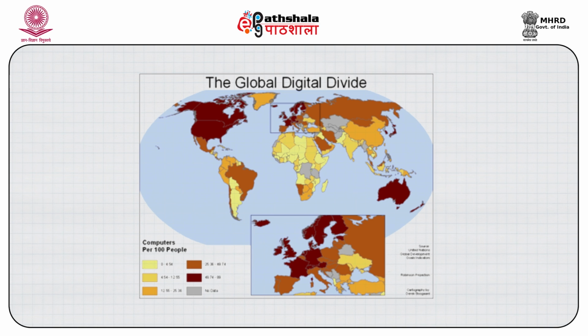Look at the area of North America, comprising the United States of America and Canada, and then look at the area of Western Europe. These areas are marked by the darkest color, and therefore these areas have the maximum availability of computers per 100. But as we move eastward, the availability of computers per 100 population starts declining. This map is constructed through computer cartography or digital cartography.